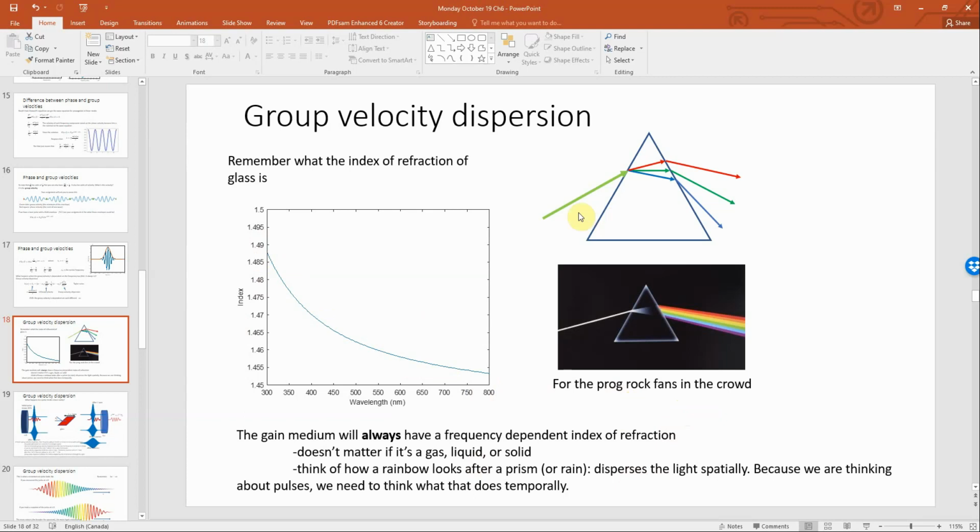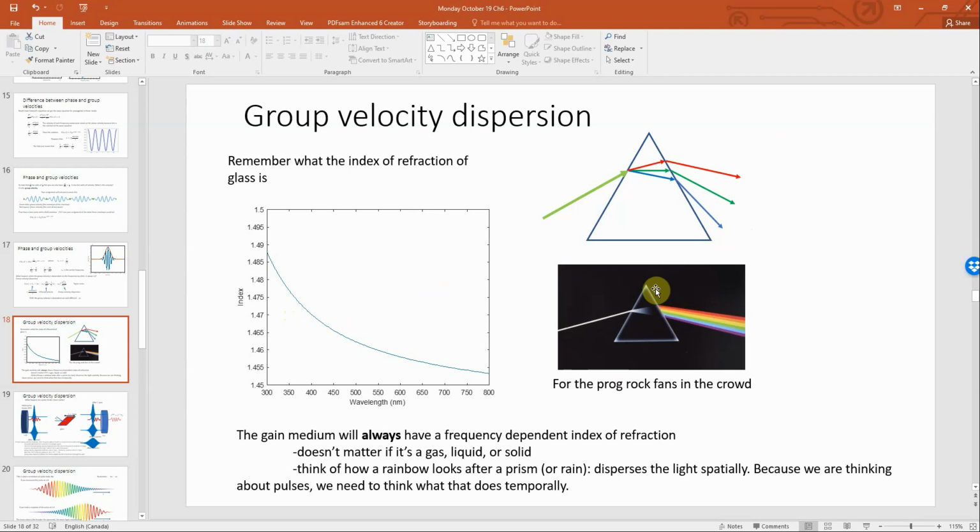Think of how a prism works. You have white light coming in, red light bends less, and then bends less coming out. Blue light has a higher index of refraction, so it bends more from Snell's law, and on the way out it bends even more. That's how a prism works, or how a grating works, or how a rainbow works.